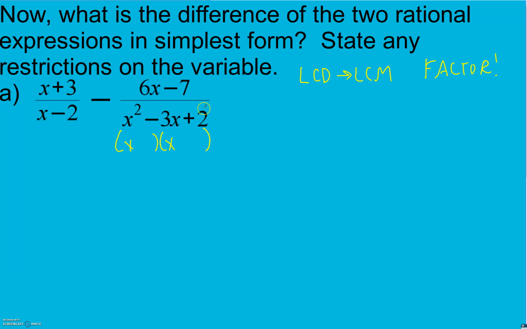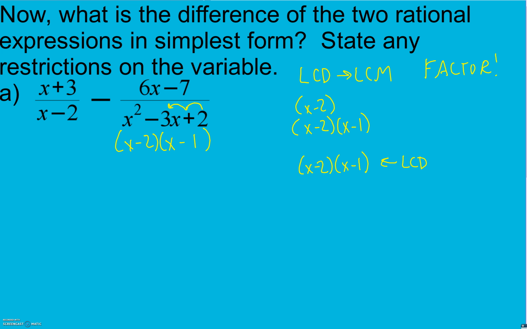X times x is x squared. 2 numbers that multiply to 2 but add to 3 are 2 and 1. Same signs, both negative. Common denominator here, my first rational expression has just x minus 2. My second denominator is x minus 2 and x minus 1. So I drop down the largest exponent of each factor. Here I have just x minus 2 and x minus 1. This is my least common denominator.